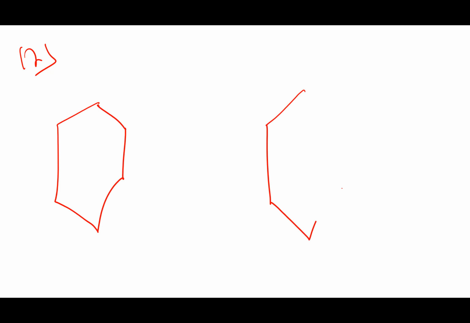It says we have to draw two structures. One is the cis, the other one's the trans. So it says draw a cis 1,3-dimethyl cyclohexane. So let's draw. It's easy to draw the hexane group. It's just a 6-membered ring. Here's going to be cis. Here's going to be trans.